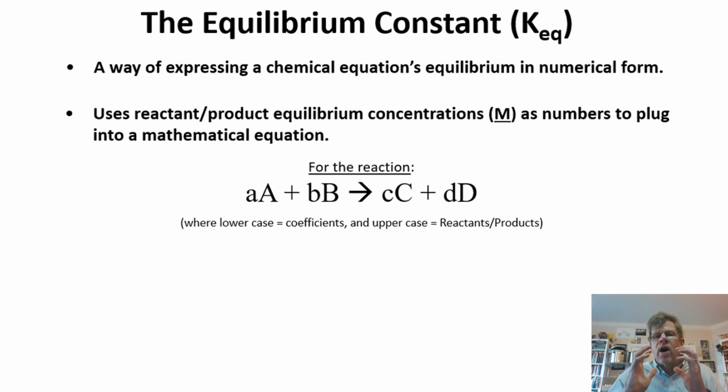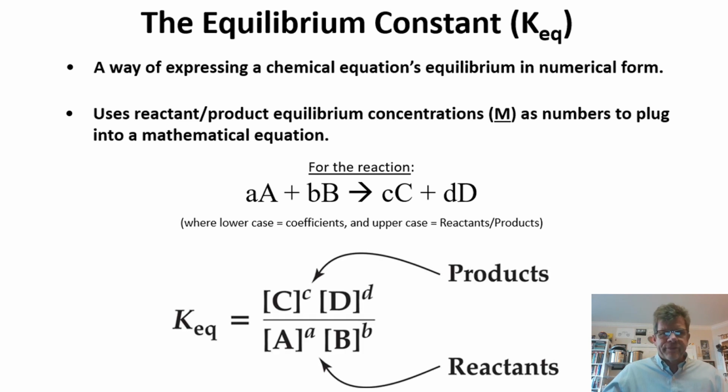Uppercase is the actual concentrations, molarities of these reactants and/or products at equilibrium. And here comes the mathematical equation where we have our concentrations of products over the concentrations of reactants. Notice the brackets around each of these things, that signifies concentrations. So at equilibrium, we can measure the concentrations of our products and set them to the exponent, which we see here, of the number in the balanced equation. So we have to pay a little bit of attention to that.